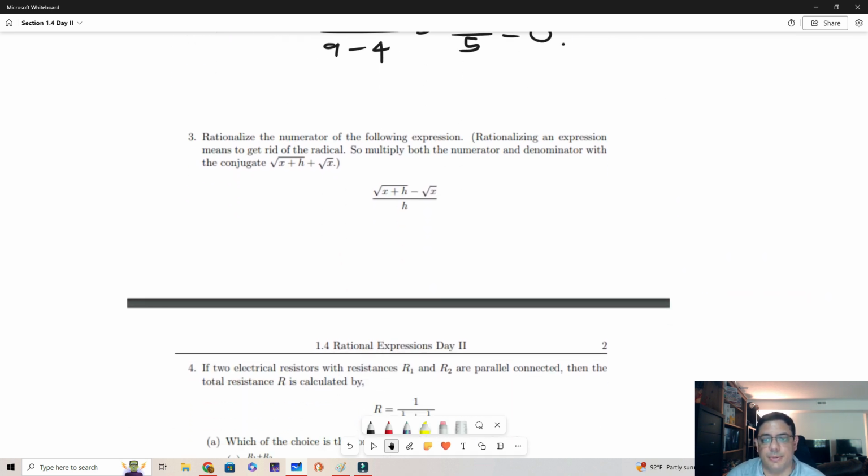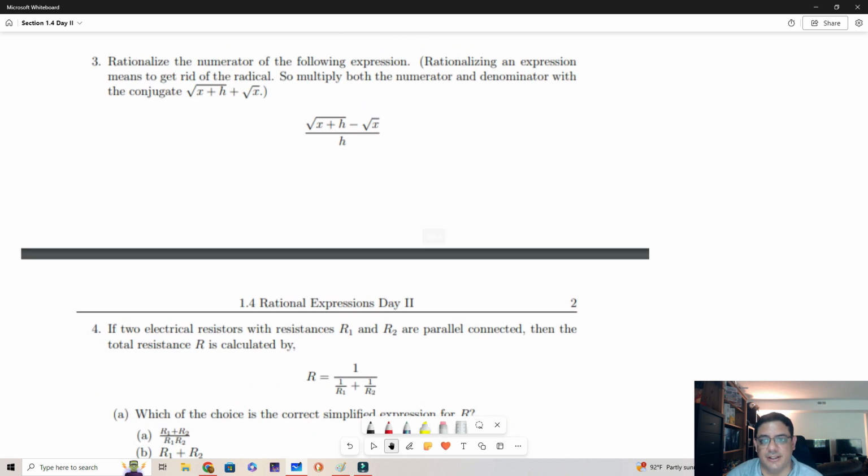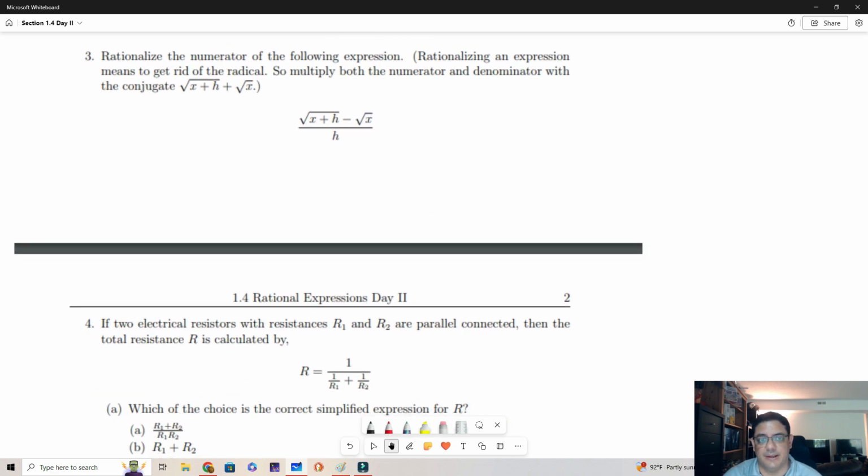Now, number 3 is rationalizing the numerator. And this is a very similar expression to one of the things that we had before yesterday. Now notice that to rationalize this numerator, I'm going to multiply by the conjugate, which is this piece. So I'm going to make the difference of squares by multiplying by the square root of x plus h plus the square root of x, divided by the square root of x plus h plus the square root of x.